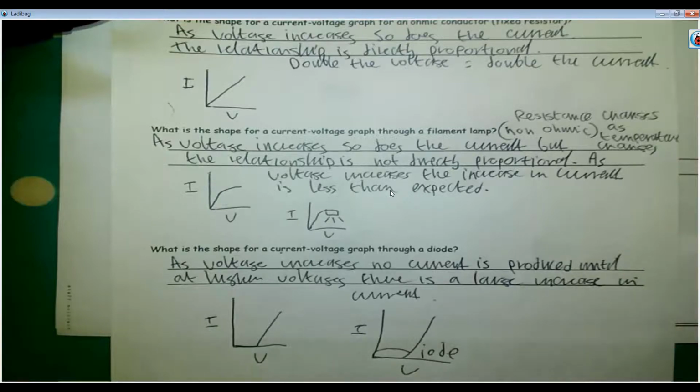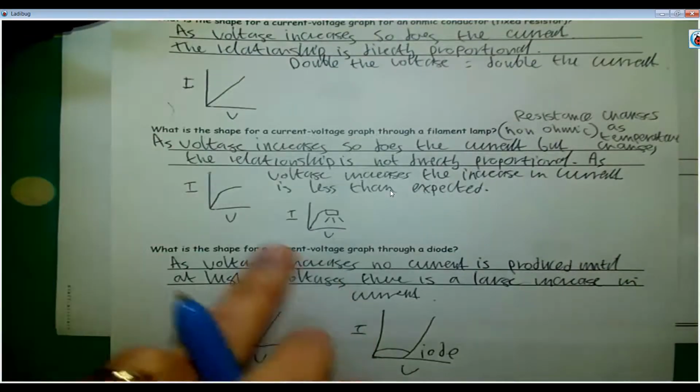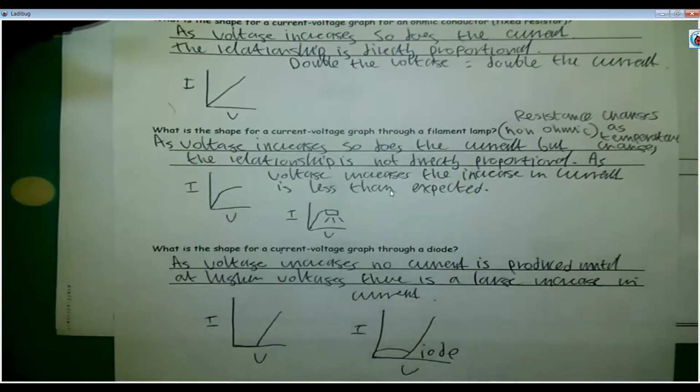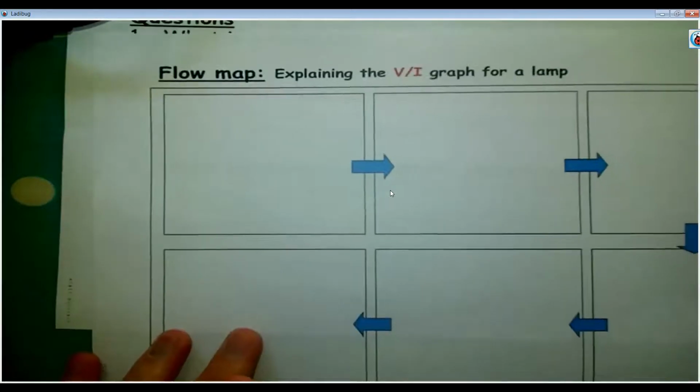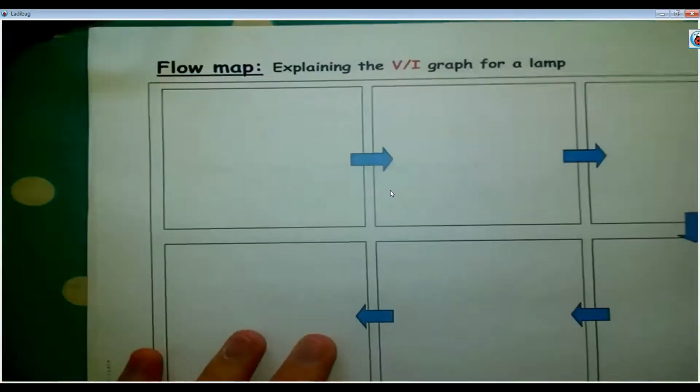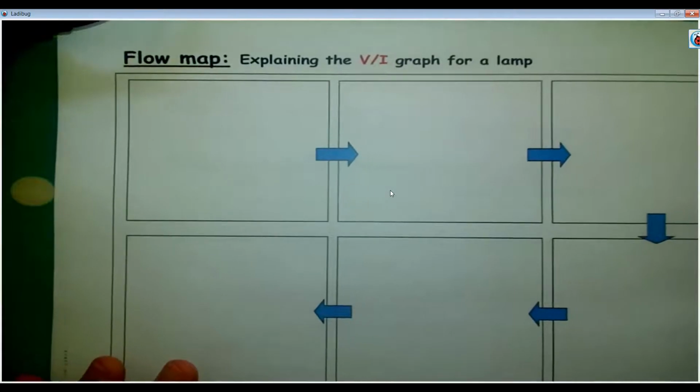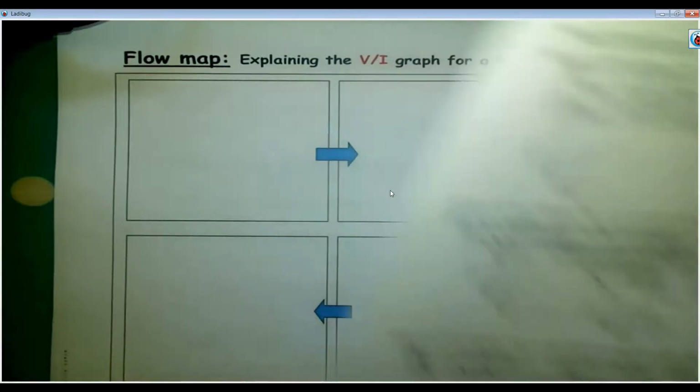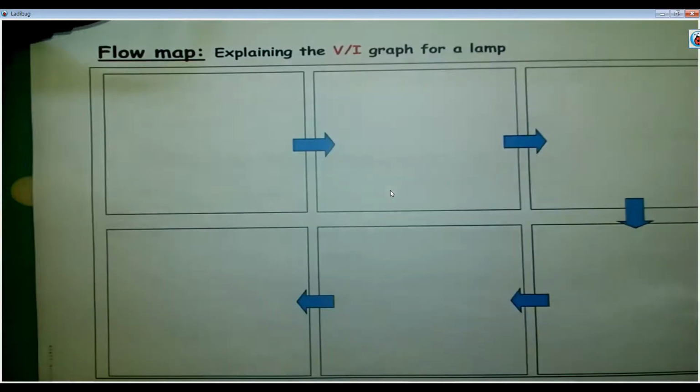Now there's one other thing that we need to model and explain under the camera. And it's explaining why this graph curves and is not directly proportional. So some of these models you will have seen before in previous lessons. So I'm not going to set out what all the symbols mean again, but I will explain as I go along. So a flow map explaining voltage and current graph for a lamp. So this particular shape we've just been talking about. So this is how it would go.